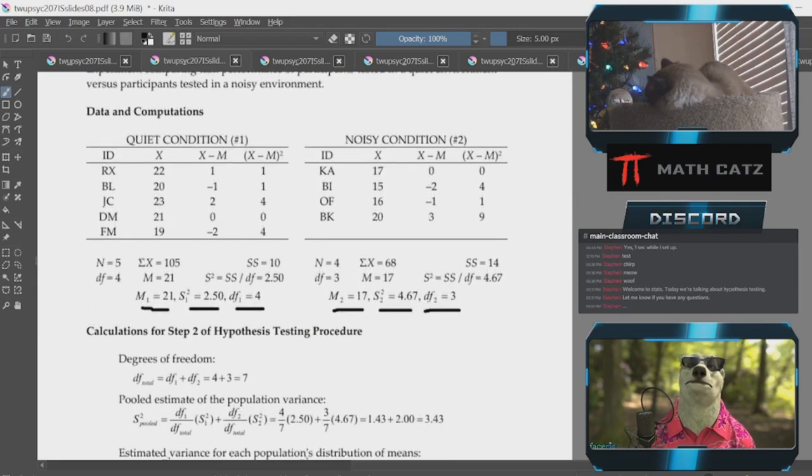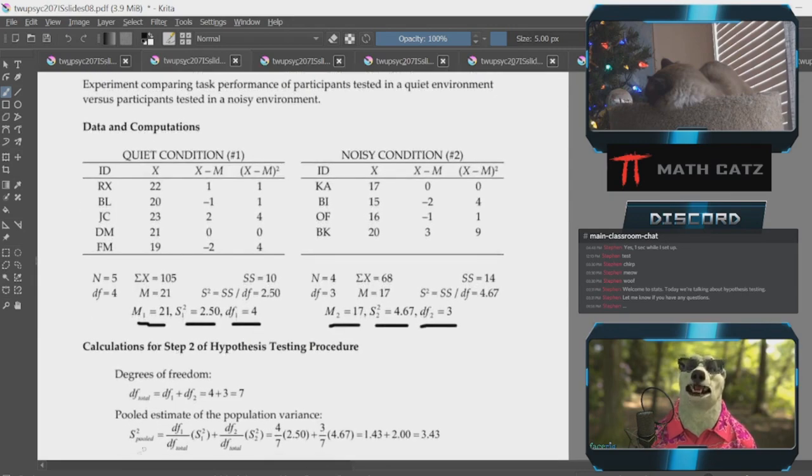First of all, we are going to take essentially a weighted average according to the degrees of freedom, averaging these two variances, but the one that comes from a bigger sample, higher degrees of freedom, gets a bigger weight in this weighted average. And that's how we get our 3.43.